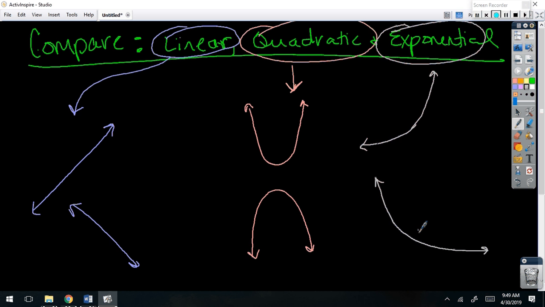So what we're going to do is take a set of points and decide if that set of points is linear, quadratic, or exponential. To do that, we're going to start out by graphing them. We might look at how to analyze them tomorrow, but we'll see. Right now, we're just going to look at them and say what they look like when we graph them, okay?